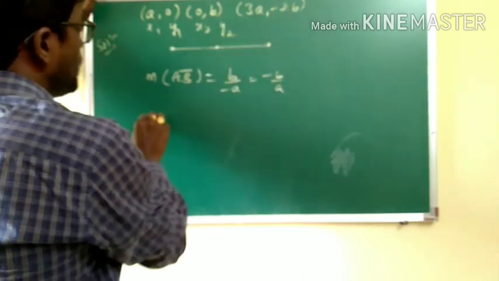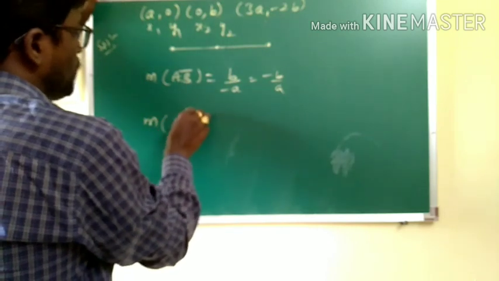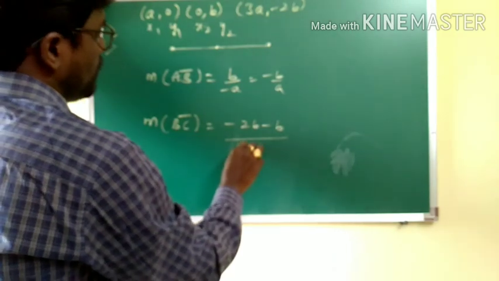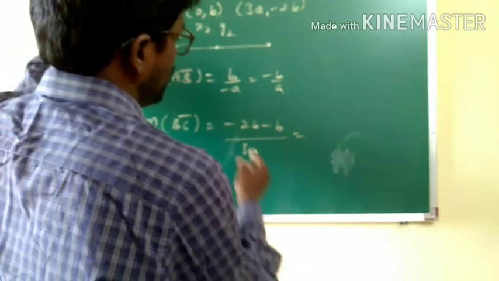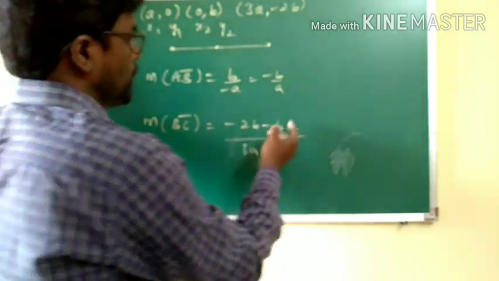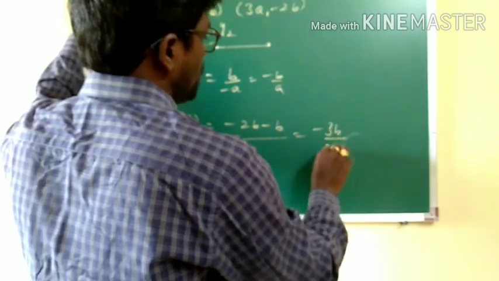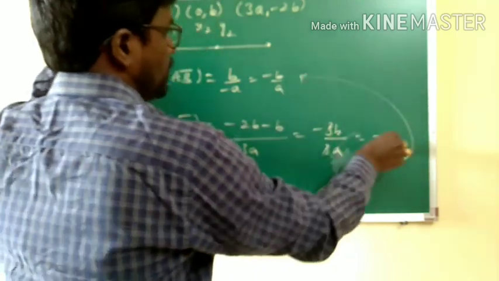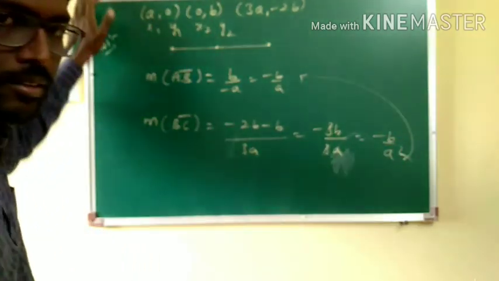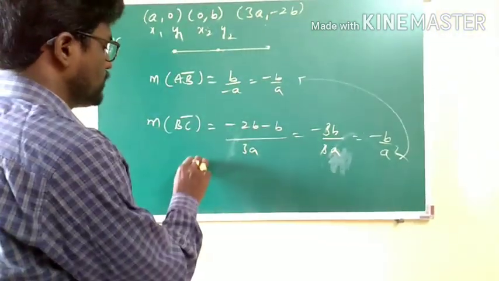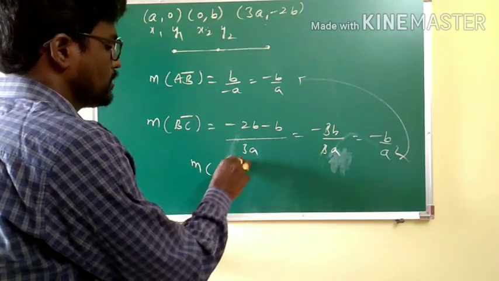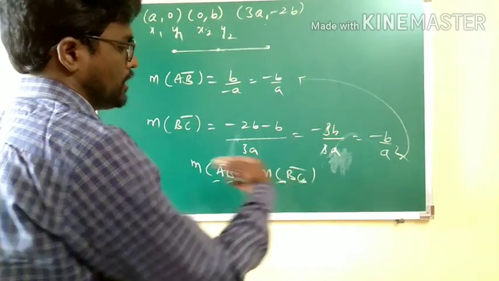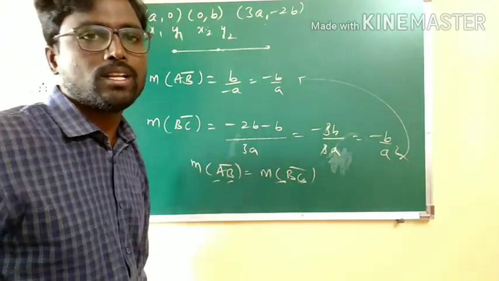Also find the slope of BC. Slope of BC is equal to minus 2B minus B by 3A minus 0, which is equal to minus 3B by 3A. Let's cancel 3A. Again you are getting minus B by A. Check whether the slopes are equal or not. Very clearly, slope of AB is equal to slope of BC, and hence I can say the points A, B, C are going to be collinear.